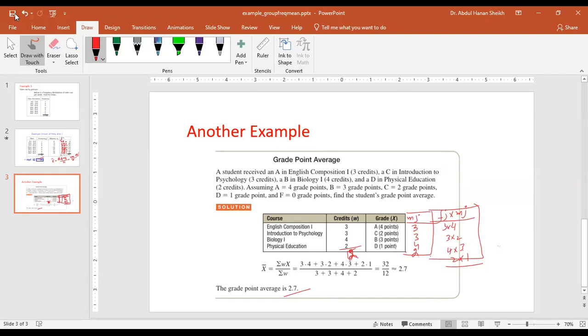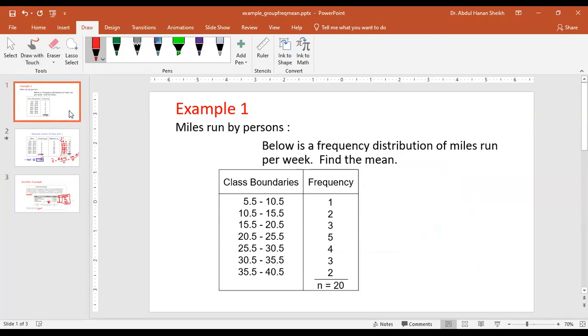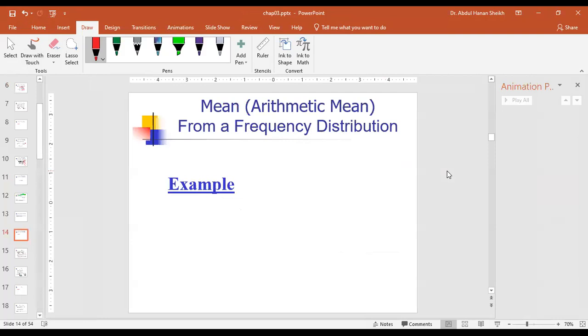Is it clear? Yes, sir. Any question? What did we learn? I mean, in these examples, what were we trying to compute or find? Sir, can you repeat the question? What were we trying to compute in these examples? Sir, the average or mean of grouped data. Okay.